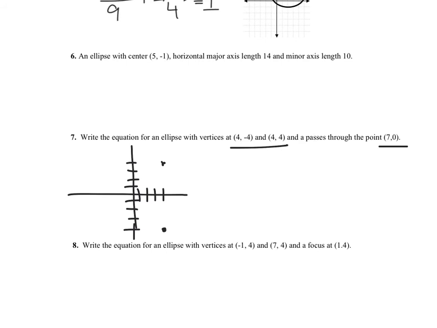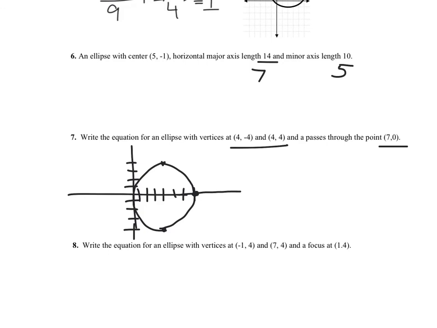Okay. Major axis has a length of 14, so that's going to be 7. Minor axis is going to be 5 in each direction. It's really easy. Okay. So this one right here, and then it also goes through the point 7, 0. 4, 5, 6. Okay. So this one, you do need to find out what the center is, but you have all the parts there too. Okay.